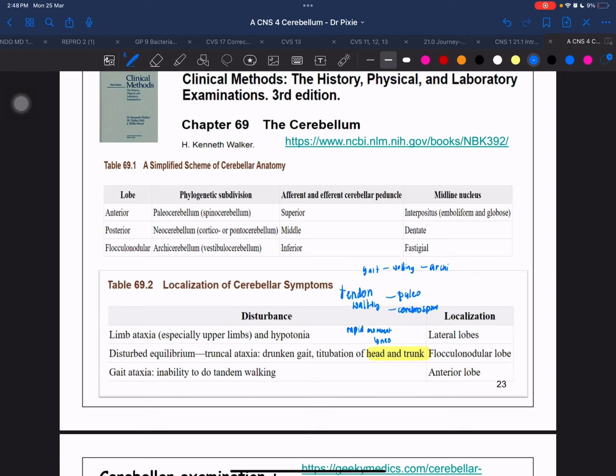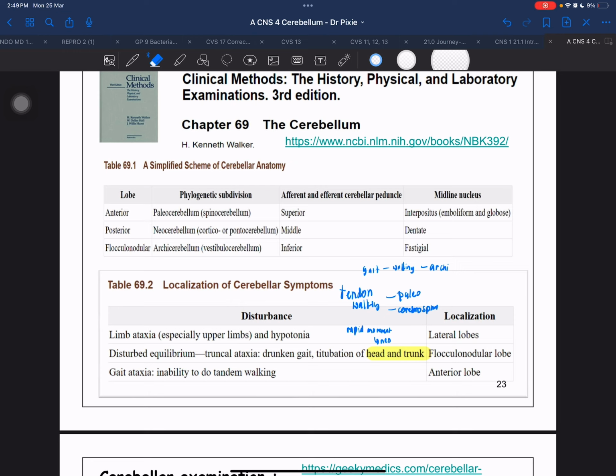Now, this is what happened here. When you want to see someone with limb ataxia, like just now when I pointed the finger, if I have limb ataxia, I may overshoot the target, or I cannot reach the target. This is where I will know that the lateral zone, or the posterior cerebellum, is having a problem. Then, equilibrium is very easy: some people will just walk with a drunken gait, swinging left and right. This is about flocculonodular.